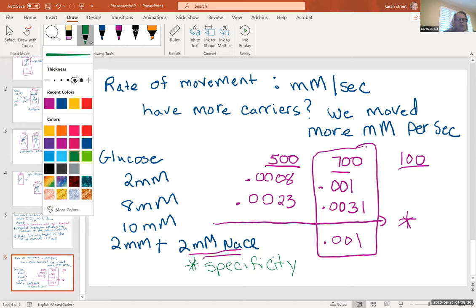Are there any questions about this activity? Unmute yourself if you do.